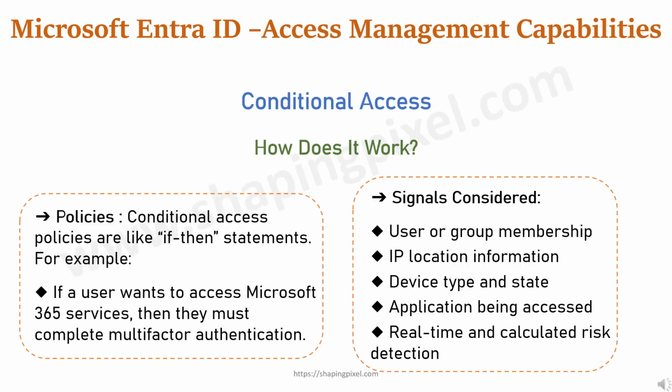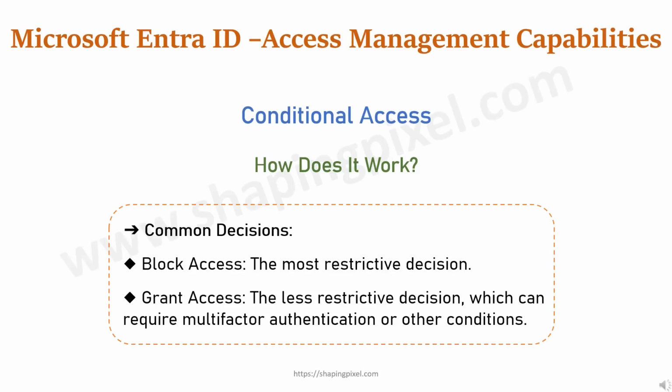Signals considered: user or group membership, IP location information, device type and state, application being accessed, real-time and calculated risk detection. Common decisions: block access, the most restrictive decision; grant access, the less restrictive decision, which can require multi-factor authentication or other conditions.